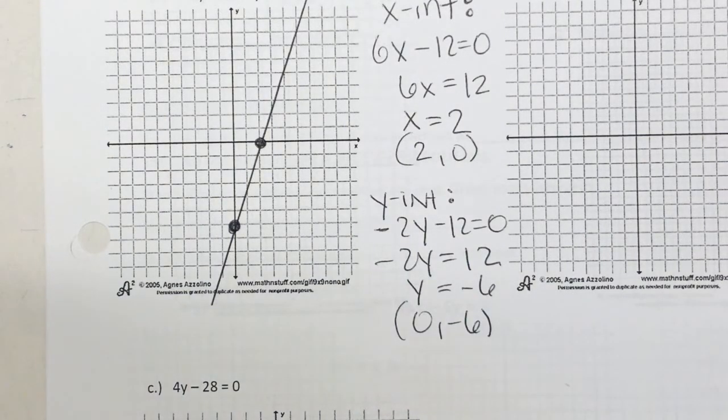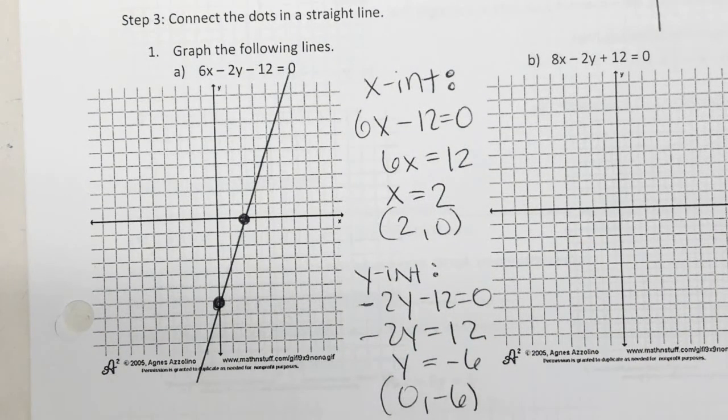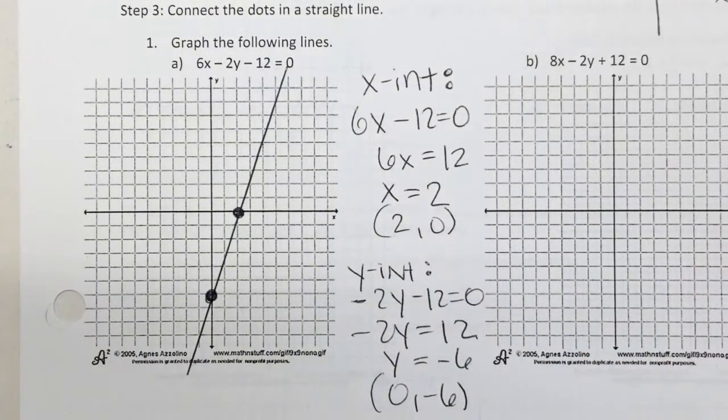Now just by looking at this line, we didn't even talk about the slope. What kind of slope does this line have? Positive, good. Because it's going uphill. Alright, try B and C on your own.